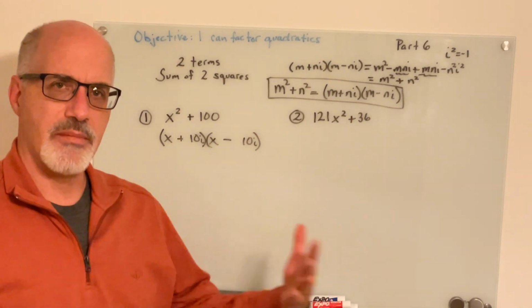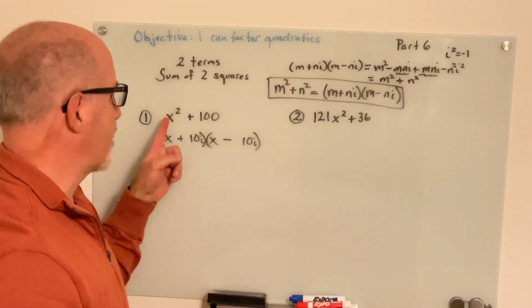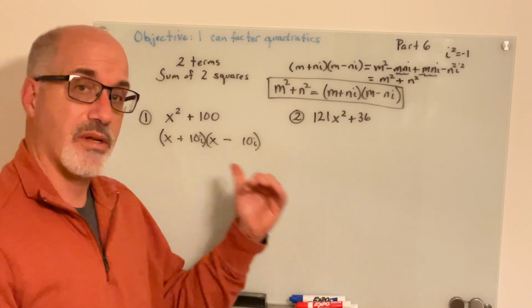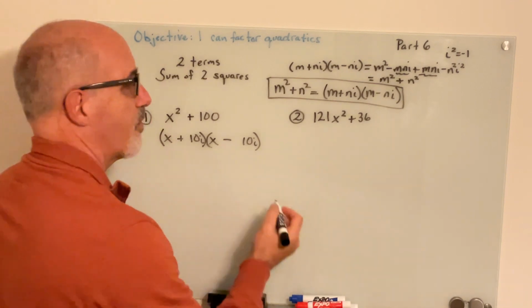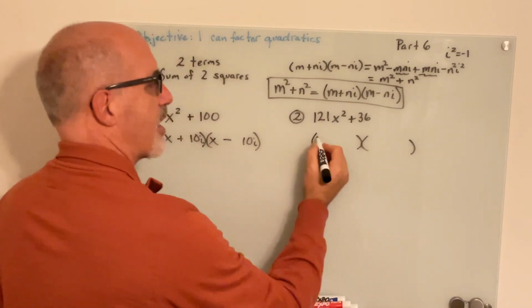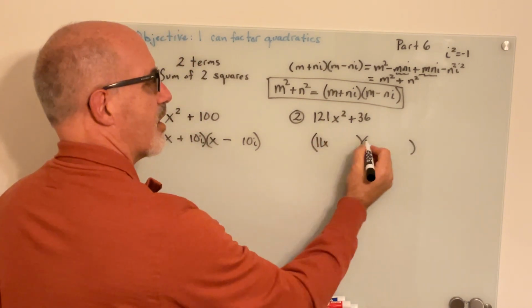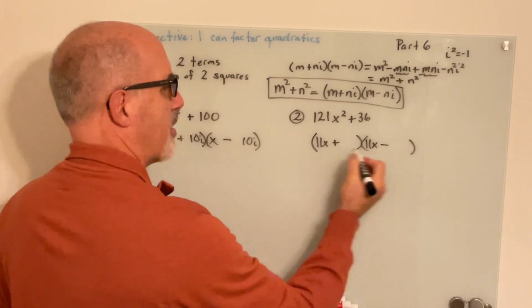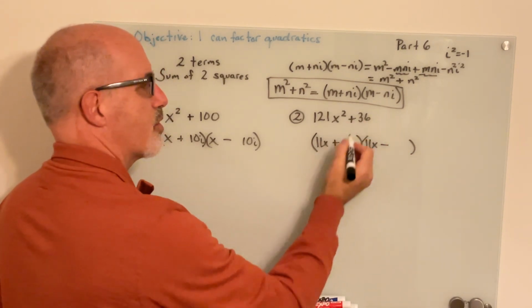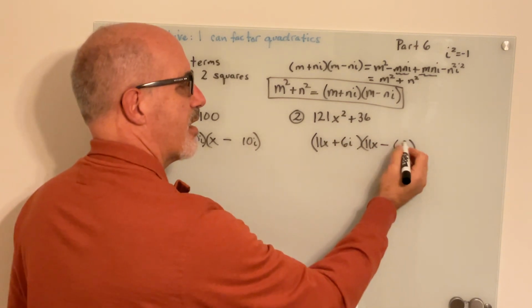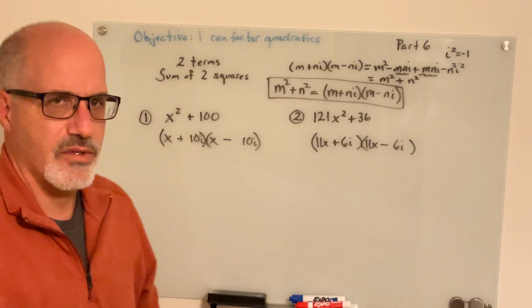So if you have the sum of two squares, you just take the square root of the first, square root of the last, put an i after the last term, and put a plus and minus. So for this one, I'm going to just do my factorization of 11x. I'm going to put a plus and a minus. It can be a minus and a plus if you want to. Square root of 36 is 6. I'll put an i after it. And I've got my factorization of two squares.